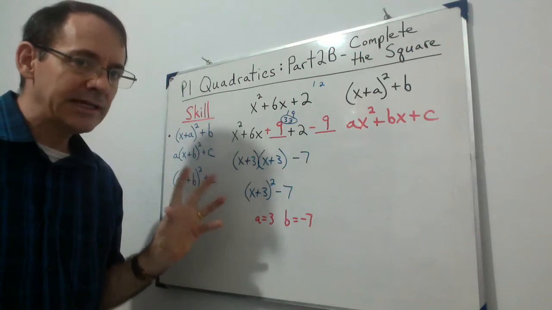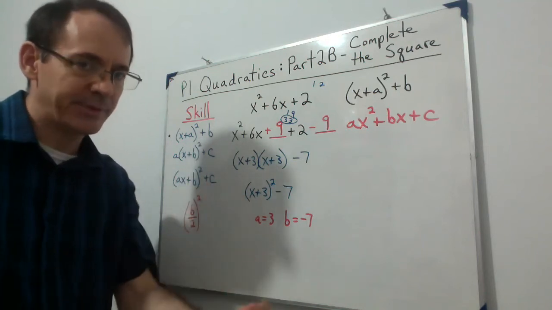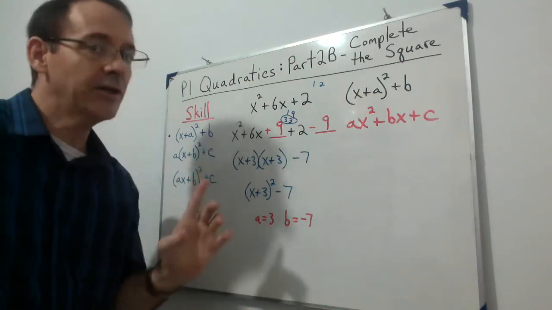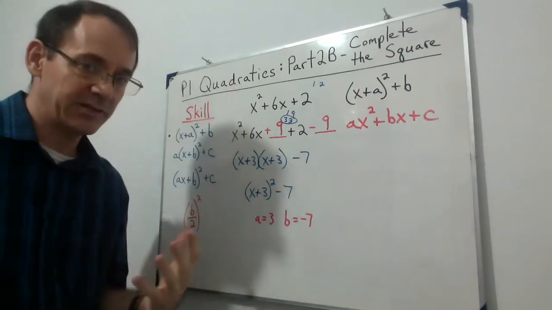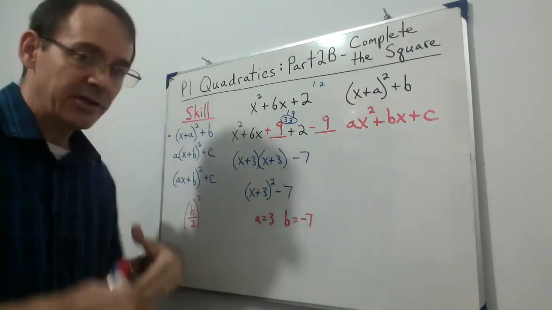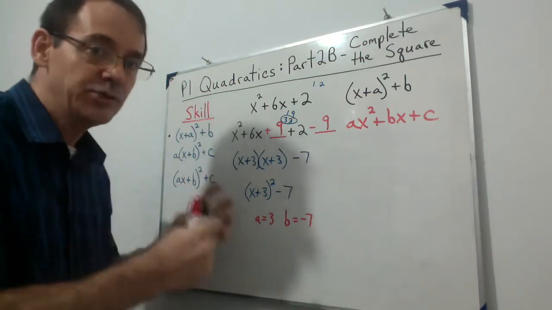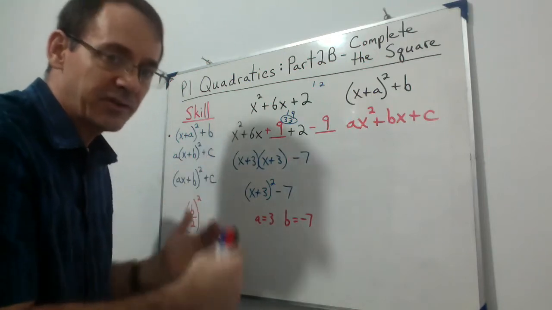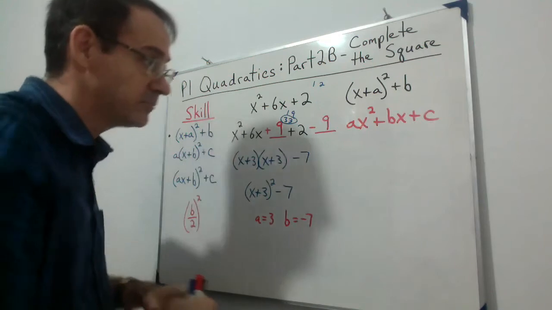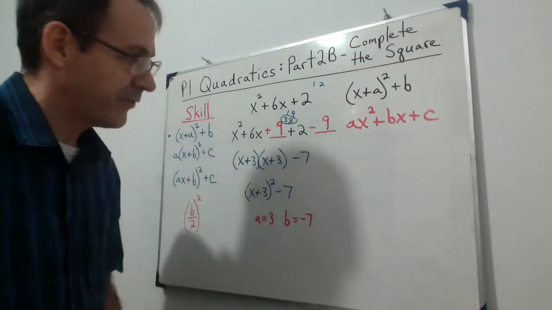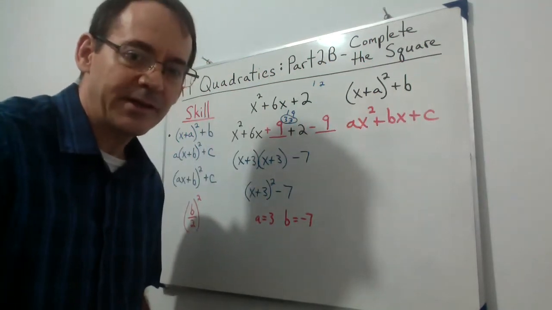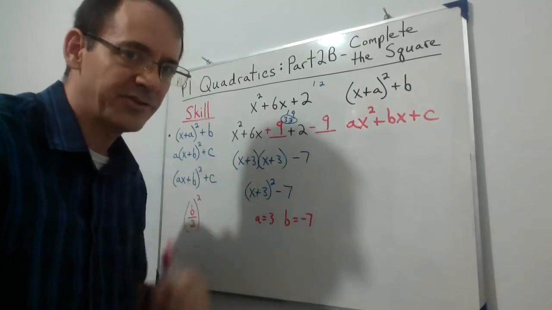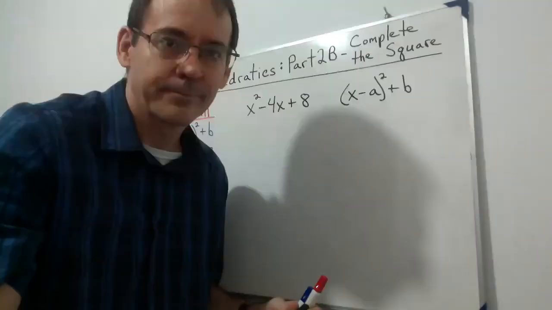You're not really doing interpretation or application with it yet. You will in the next unit when we get to functions. But for now, you're just demonstrating that you can do the skill of completing the square, okay? So that's our first example, and I'll set up again here for another example just so that you can make sure that you have it down.